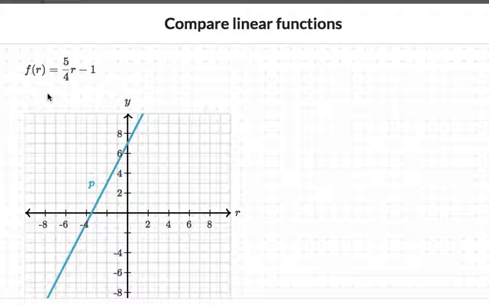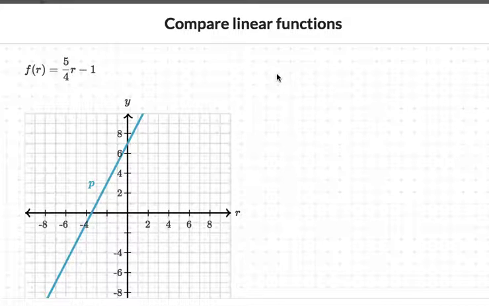So this function f here has a slope of 5/4, and it has a y-intercept of -1. So we know that's -1 down here, and it's increasing. It's increasing right there. That type of line right there. Okay. The function p has a y-intercept of 7, and it looks like a slope of 2. You see that there? We're going up 2 and across 1.